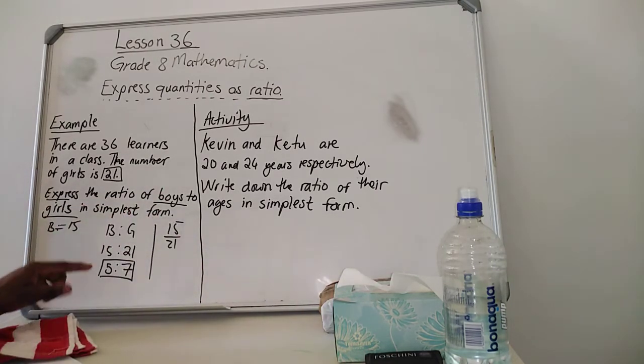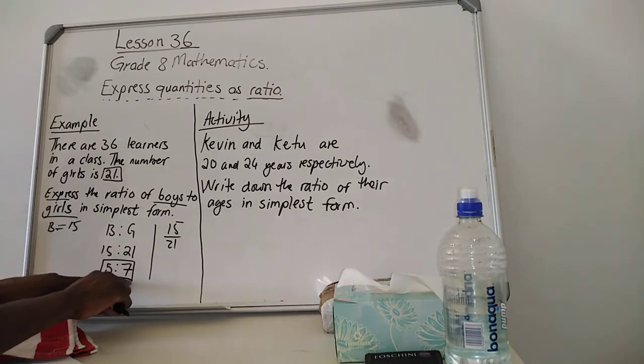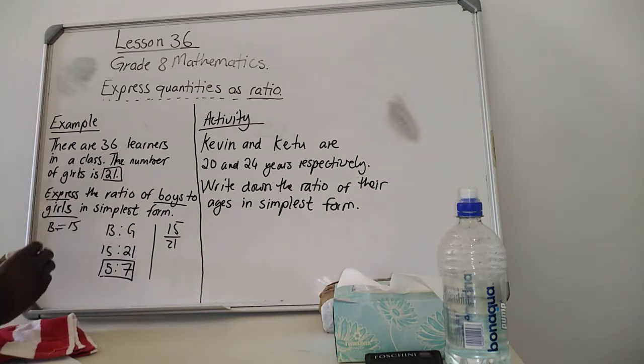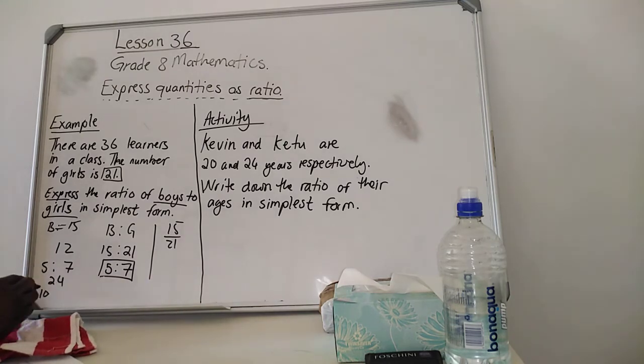What does it mean? It means for every 5 boys, there are 7 girls. So meaning that if I have 12 learners, 5 are boys and 7 are girls. If I have 24 learners, 10 are boys, 14 are girls, because this will also simplify to 5 to 7.